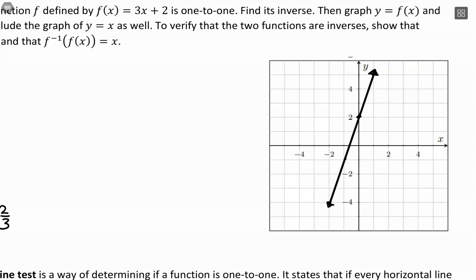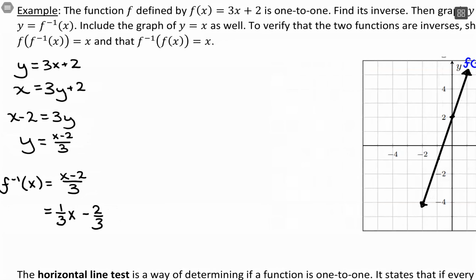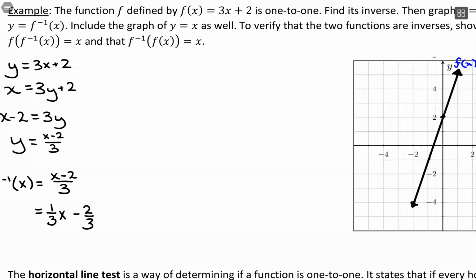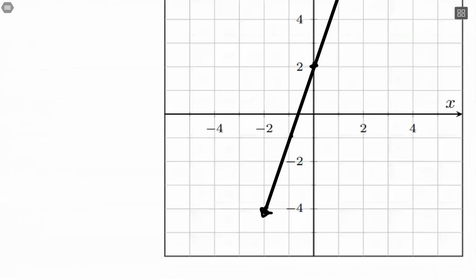So, we graphed f of x there. In fact, I'll label it. And let's go ahead and graph our inverse function. So intercept at negative 2/3 and then a slope of positive 1/3. So what I'll have here is intercept of negative 2/3. I'm just going to estimate this best I can. And then we'll go up 1, right 3. So we'll have a second point there.